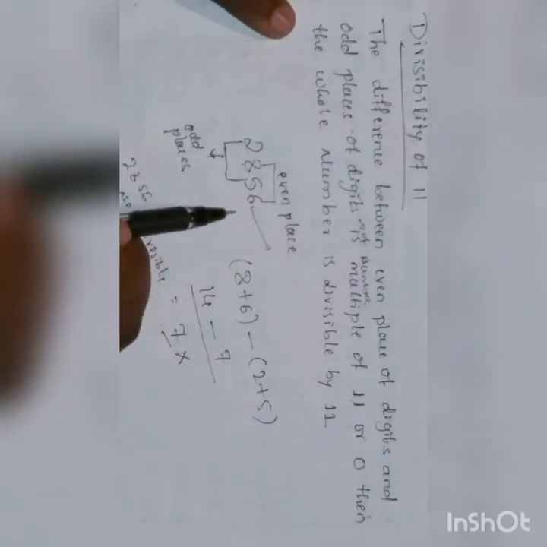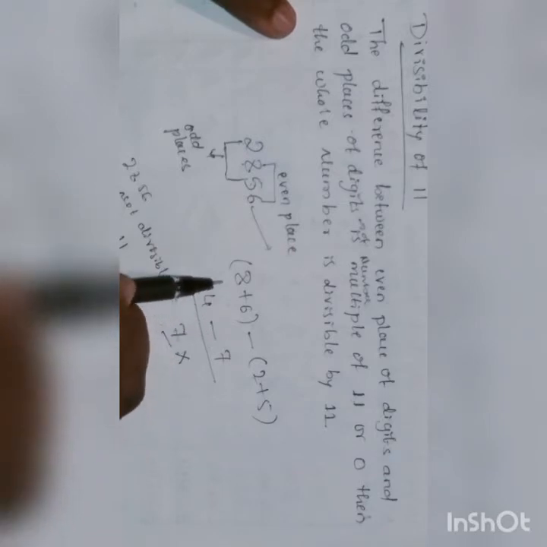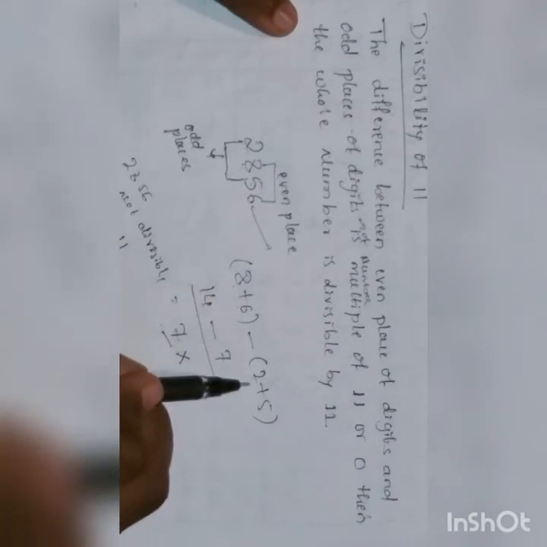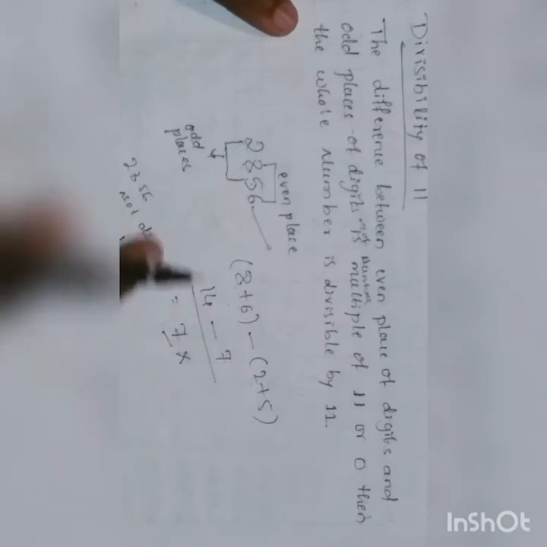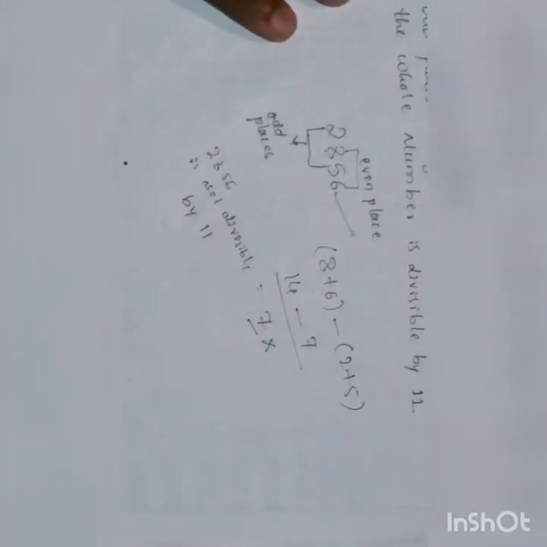The sum of the odd digits and the sum of the even digits, what does that mean? The difference between the sum of even place digits and the sum of odd place digits is not a multiple of 11 and not 0. That's why it is not divisible by 11. So we will take the first question now.